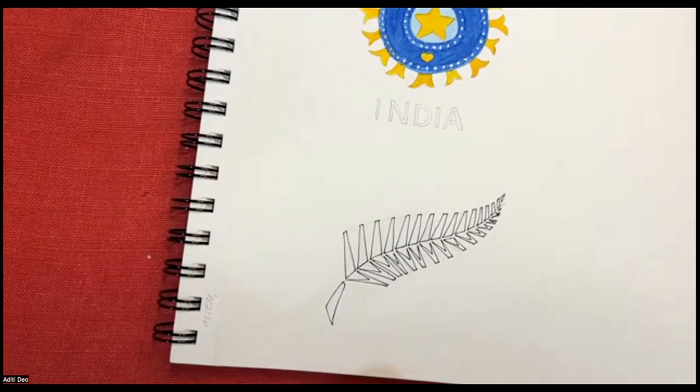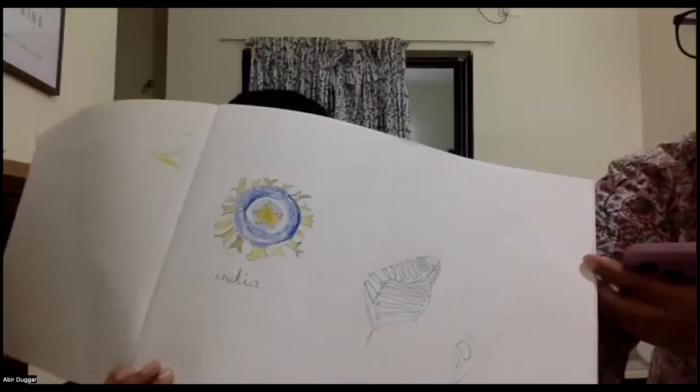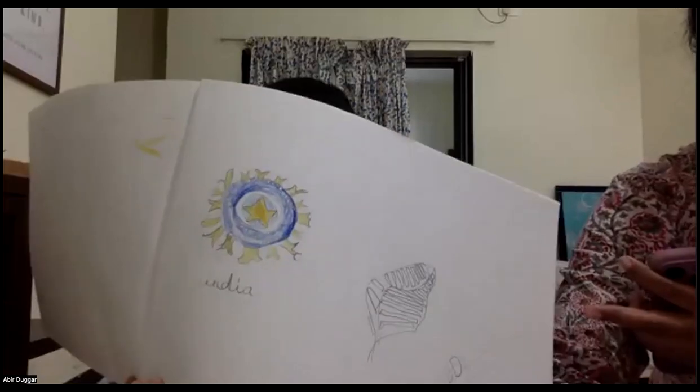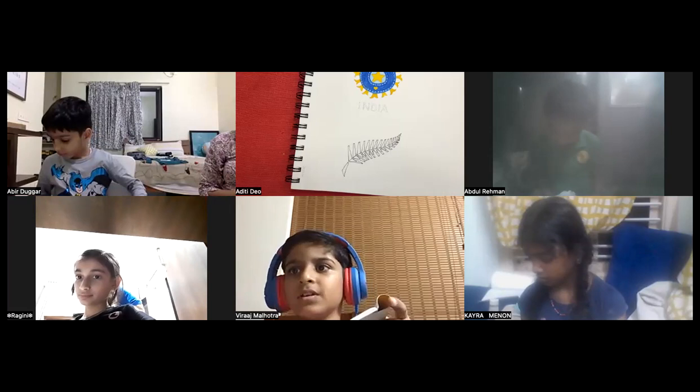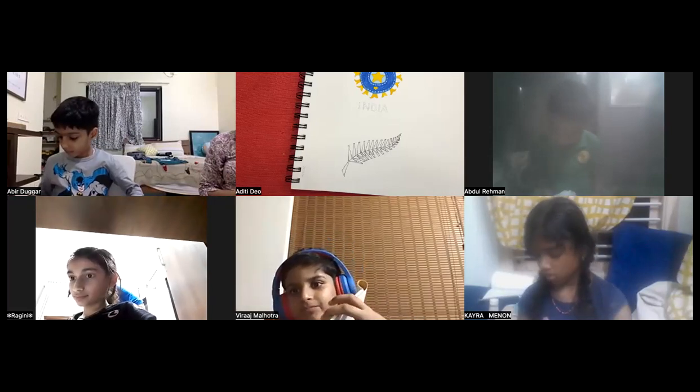Okay, let me have a look. Yeah, that is good. That's good. You can color all those shapes. I think that's very nice. It looks different, but it looks nice in itself. Now you can color all those little leaf parts. Even I'm going to color.